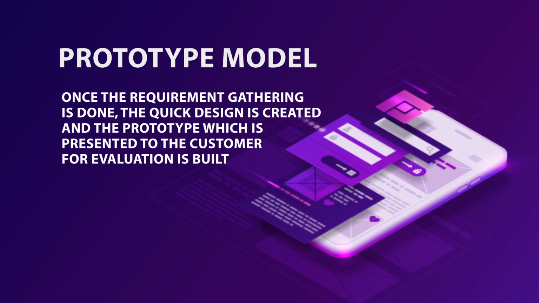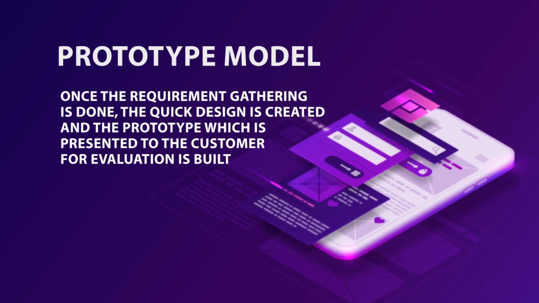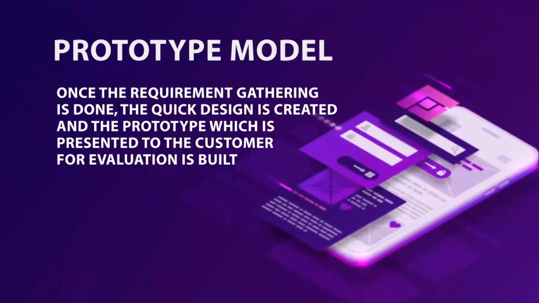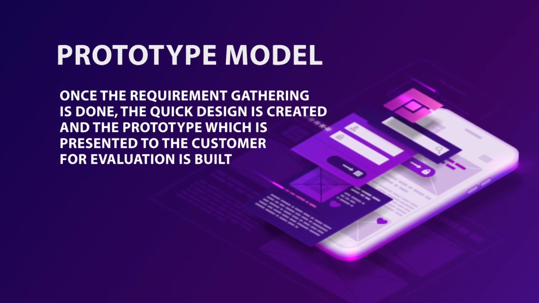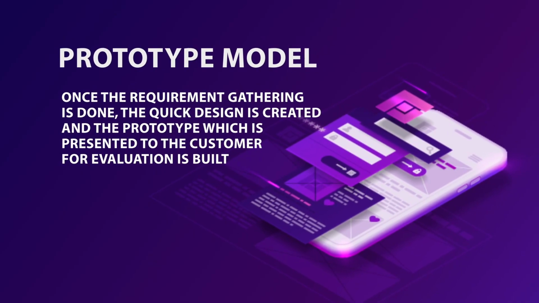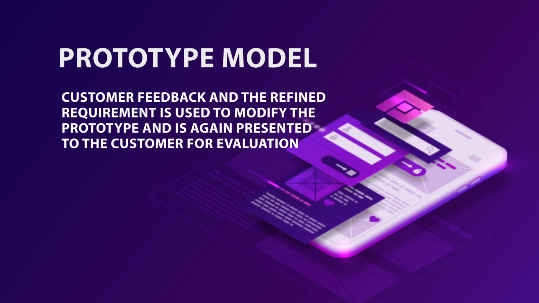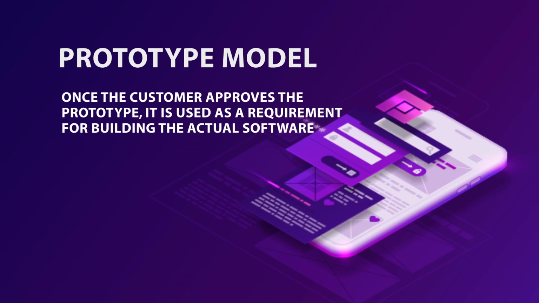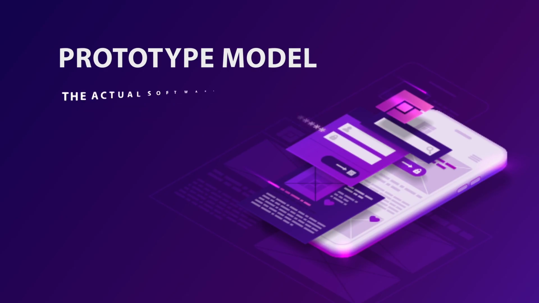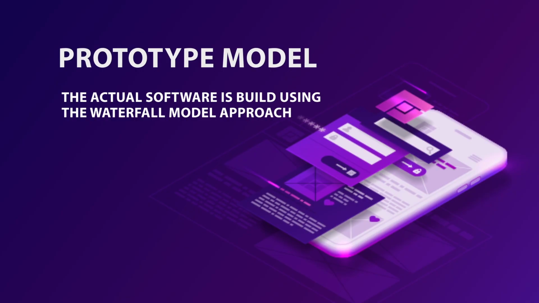Once the requirement gathering is done, a quick design is created and the prototype, which is presented to the customer for evaluation, is built. Customer feedback and the refined requirements are used to modify the prototype, which is again presented to the customer for evaluation. Once the customer approves the prototype, it is used as a requirement for building the actual software. The actual software is built using the waterfall model approach.